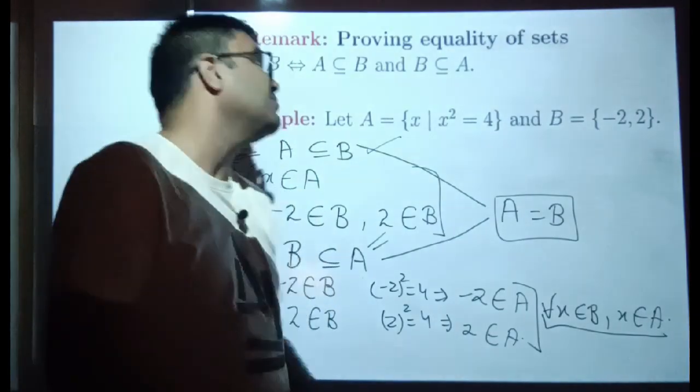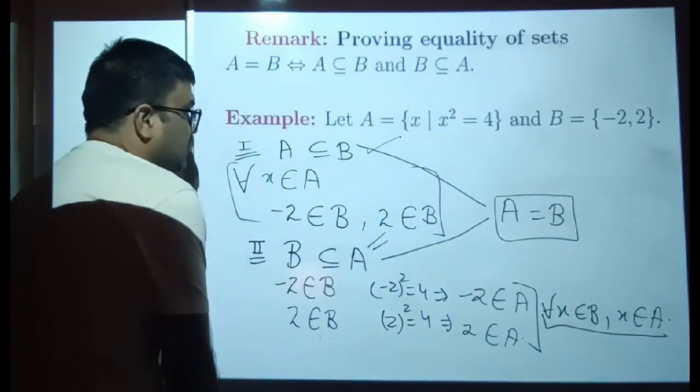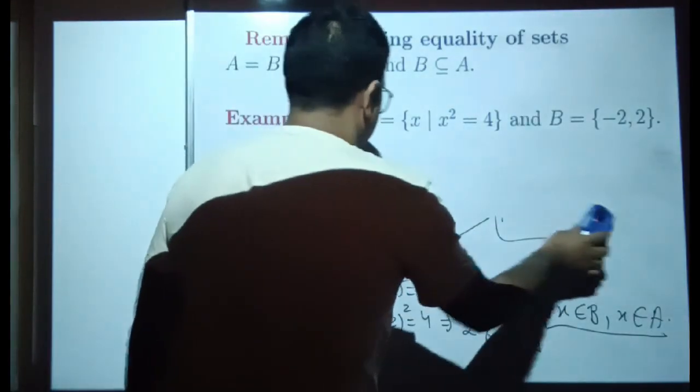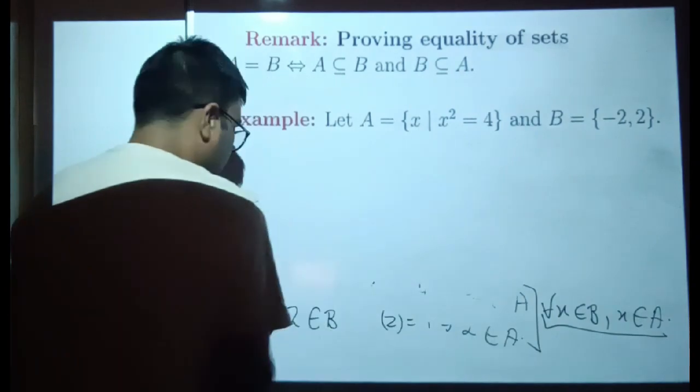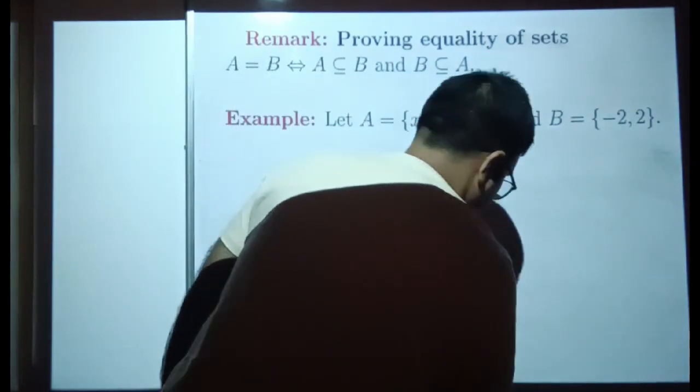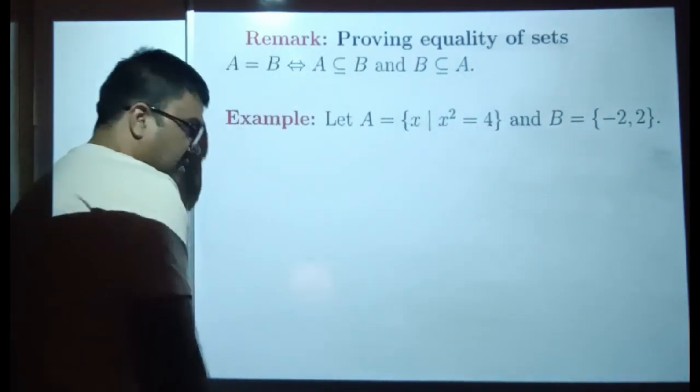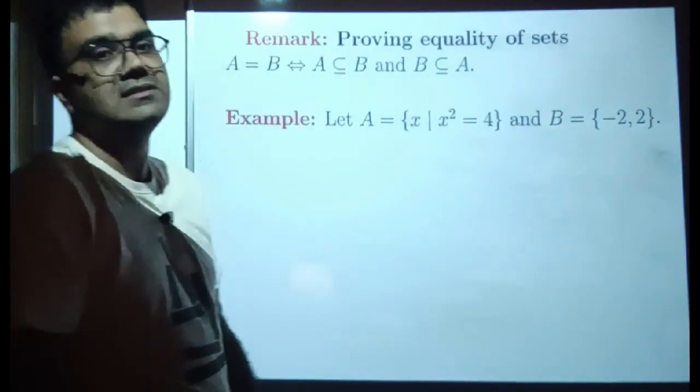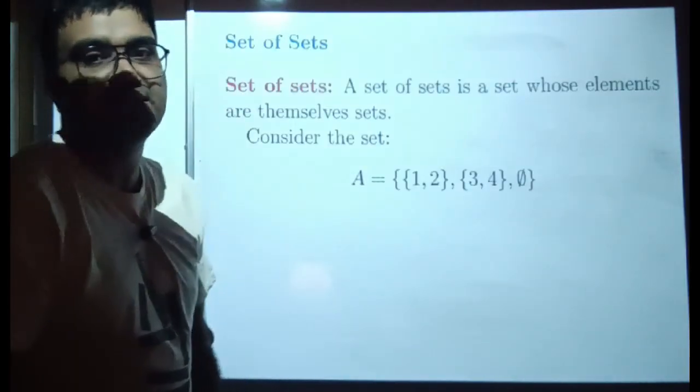So this is how you can prove, if any two sets are given to you, that the two sets are equal. We have to show that A is a subset of B and B is a subset of A. Then combining both these results, you will get that both the sets are equal.